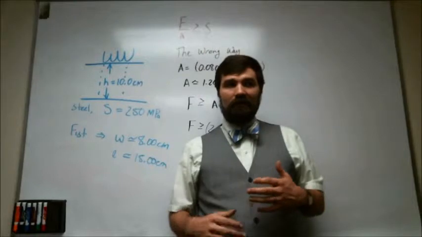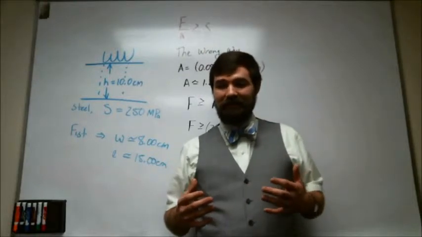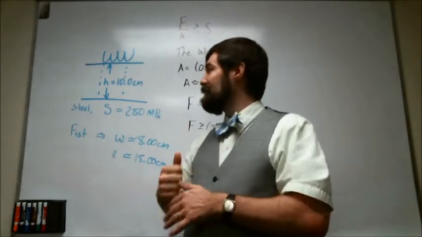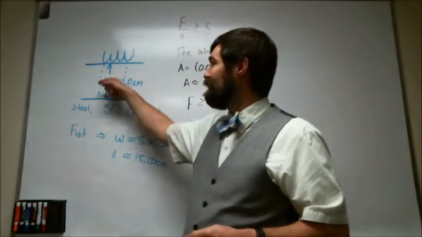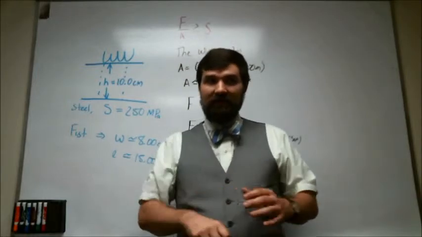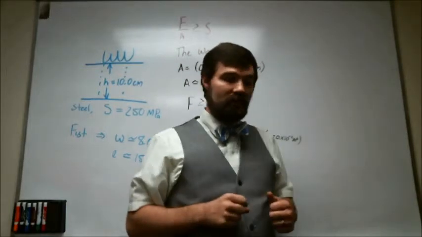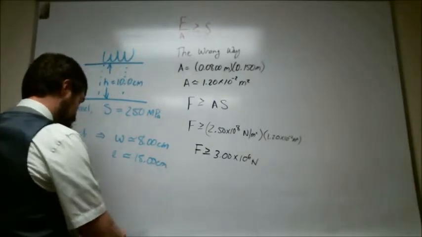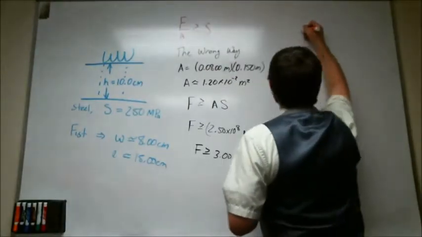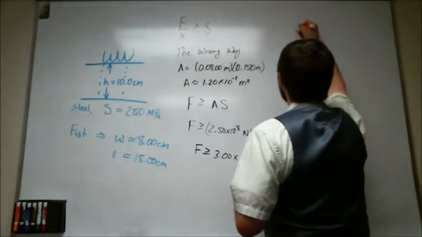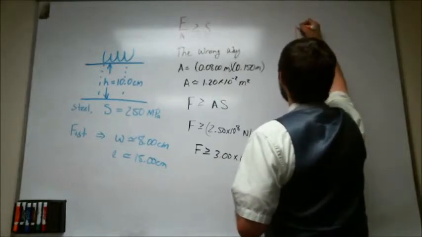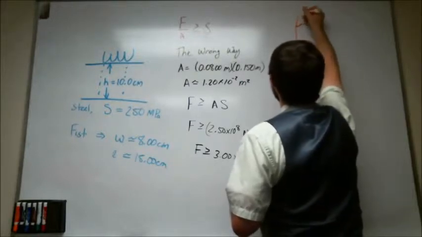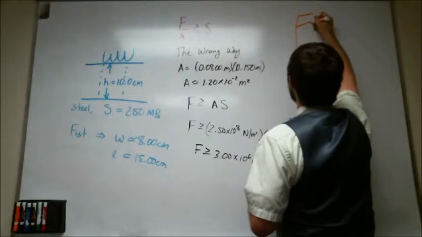So the right way to do it involves figuring out not the area of his fist, but rather the area parallel to the direction that he's punching of the steel. What that really means is that he's punching out something that looks like this, a piece of steel that has some cross-section like this.